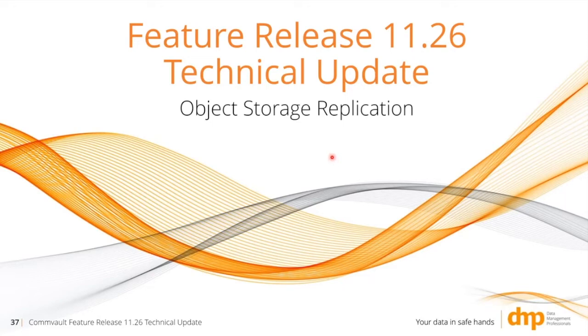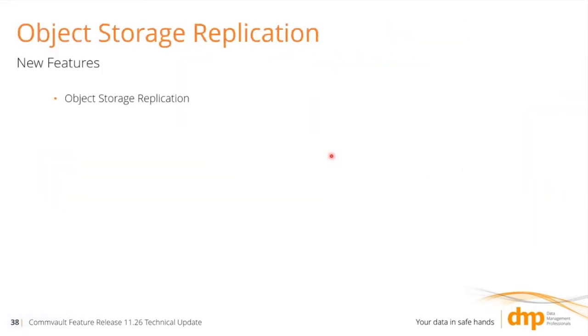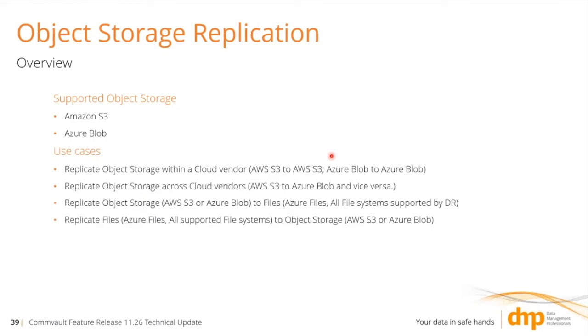Okay, object storage replication. Next topic. New features. Object storage replication is now supported for Amazon S3 and Azure Blob. So what are the use cases? You can now replicate object storage within a cloud vendor, so within AWS or within Azure, but also across cloud vendors. And also from cloud storage to files, for example, Azure files or any file system supported by disaster recovery, and the other way around.